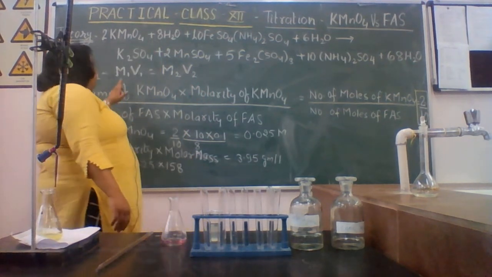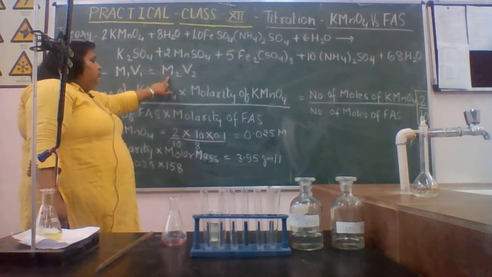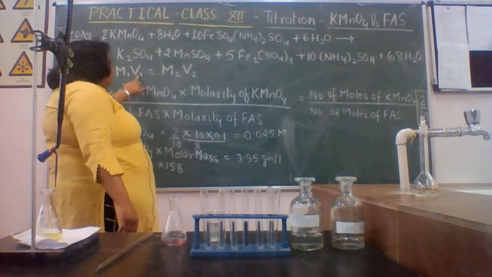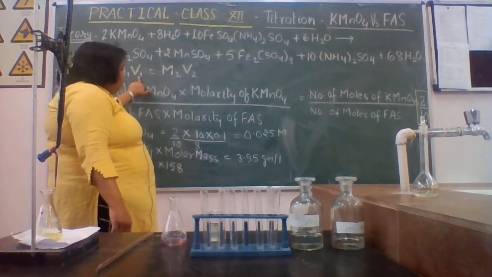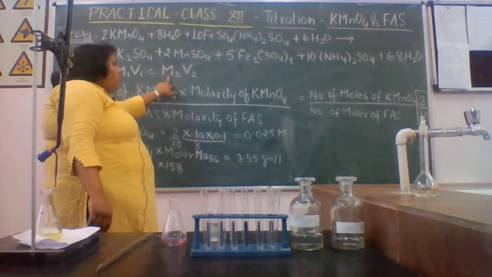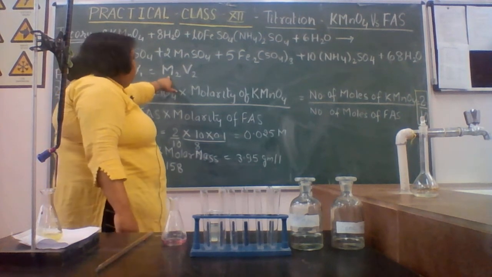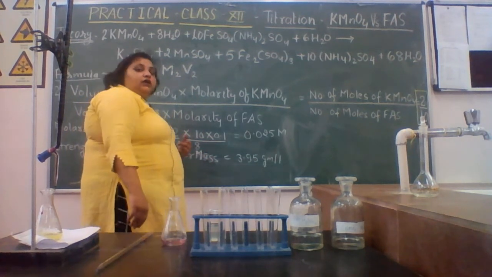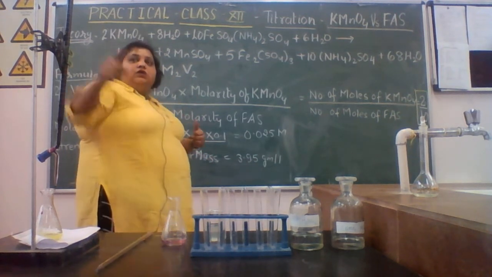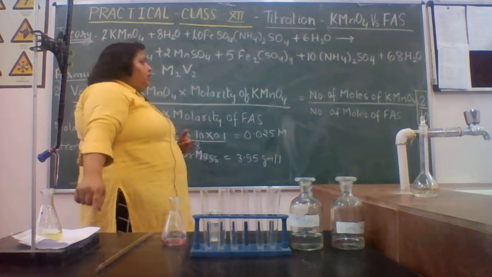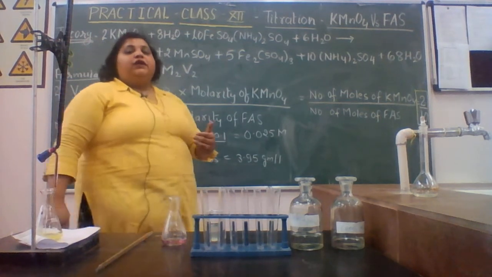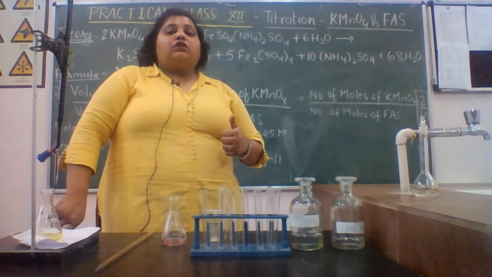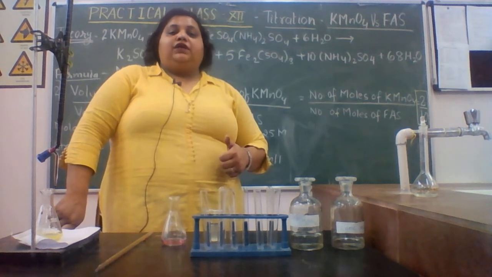From here, M1 V1 is equal to M2 V2. In this formula, M1 stands for the molarity of the standard solution, V1 the volume of the standard solution, M2 the molarity of the unknown solution that you have to calculate, and V2 the volume of the unknown solution that you have used in the burette, right. And how many times you have to perform the experiment? At least you have to work for 3 continuous same readings.